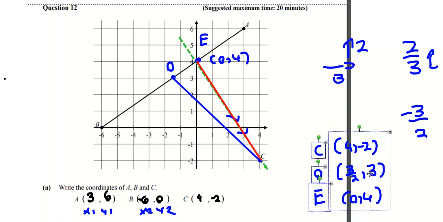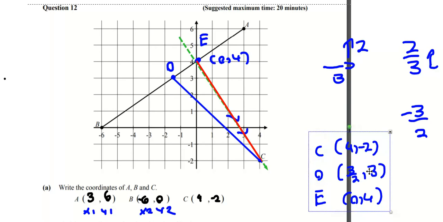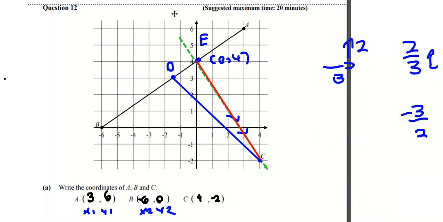One sec. Control G. Then we're going to copy and paste this information where we need it on part A.